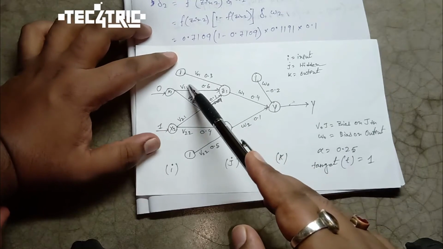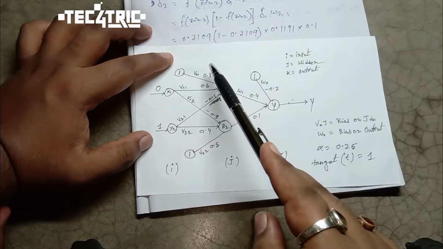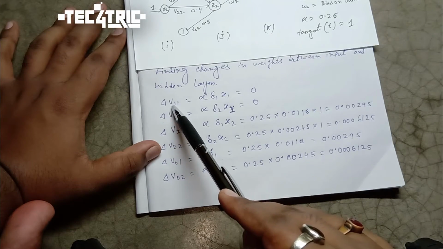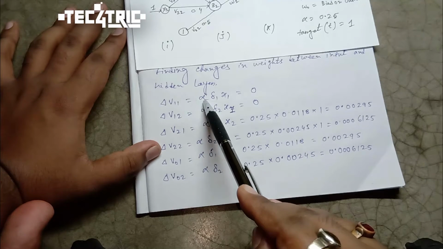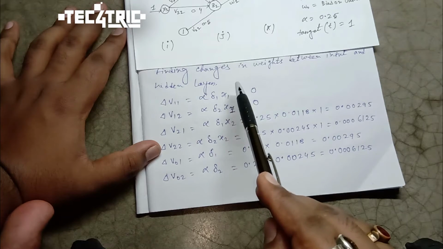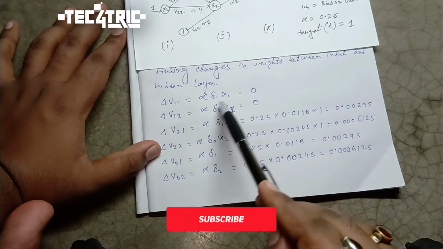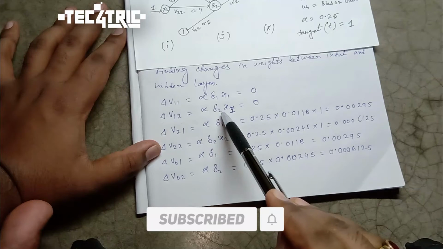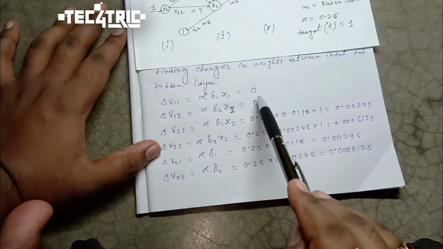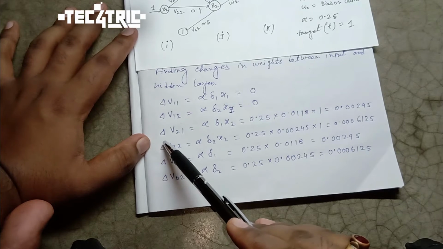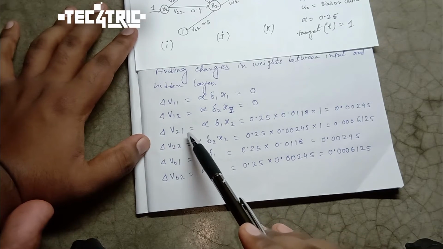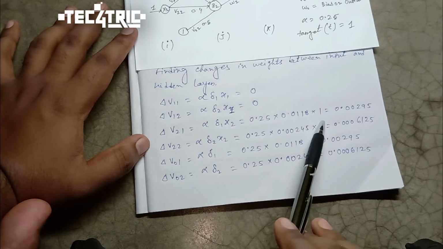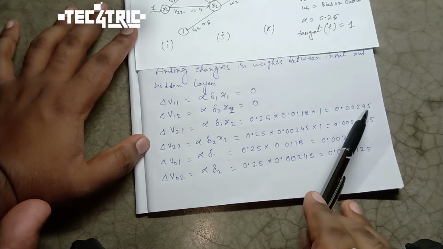So now we have to find the changes in weights between the input layer and hidden layer. So we have v11, v12, v21, v22, v01 and v02. Let's find the changes in weights. So del v11, the formula is alpha delta 1 x1. The x1 is 0, so it will be 0. Del v12 equal to alpha delta 2 into x1. The x1 is 0, so it will be 0. Then del v21 will be alpha delta 1 x2. We have all the values, so after calculating we got 0.00295.